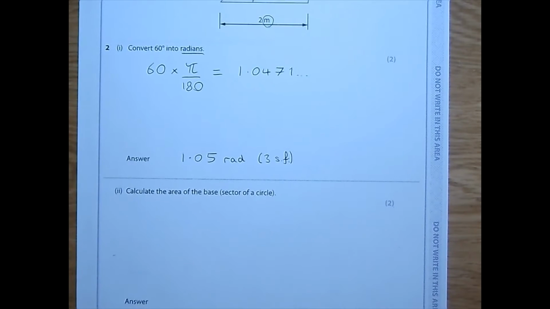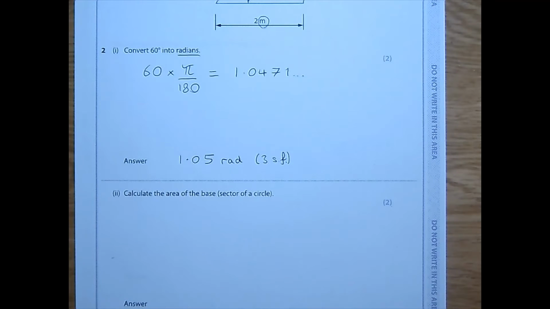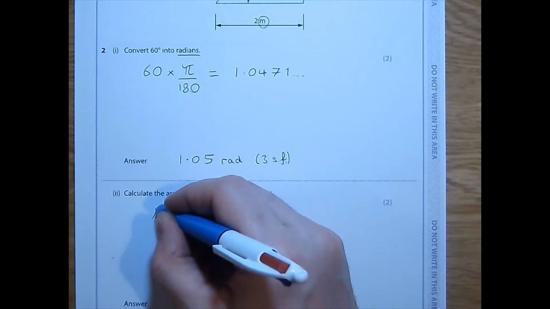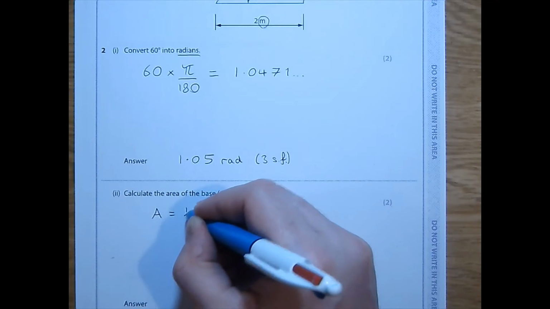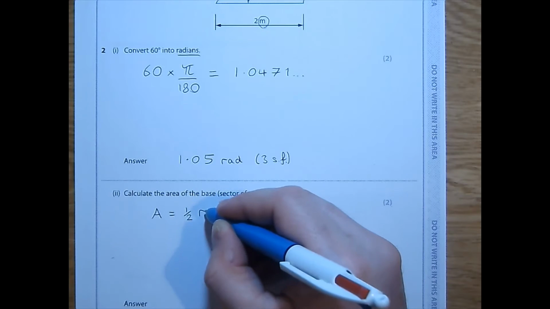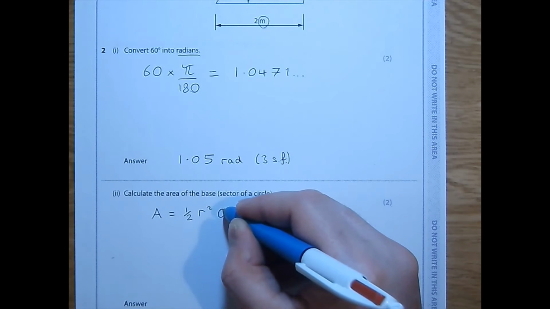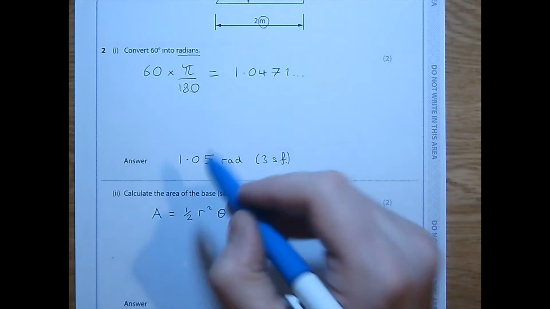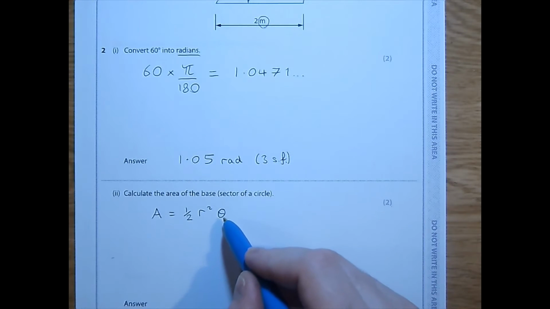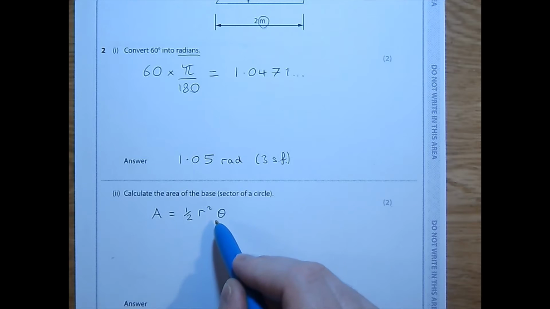Calculate the area of the base, and that's the sector of the circle. Now in the formula book, we can look up and make a note of the formula. The area of a sector equals 1/2 times the radius squared times the angle. We've got the angle. That angle needs to be in radians like we've got here. It states that in the formula book. So don't use a degrees angle in there using this version of the formula. The formula you need to use uses radians.